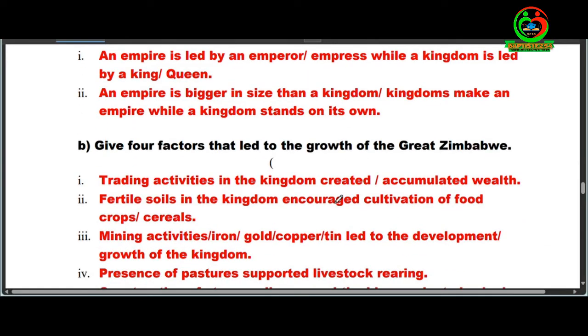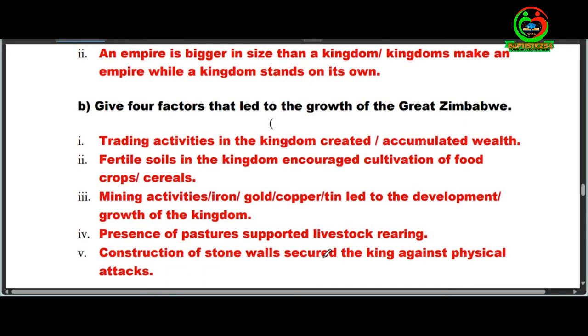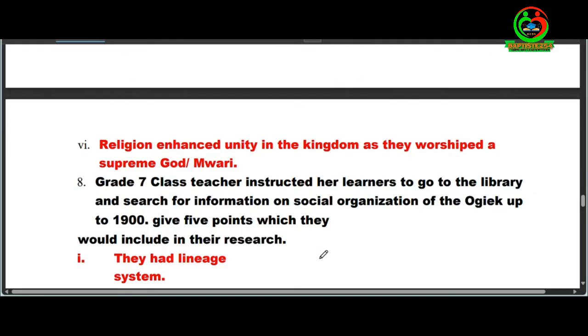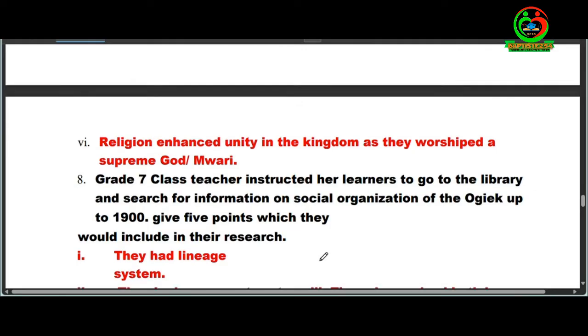Number 2. Give 4 factors that led to the growth of Great Zimbabwe. 1. Trading activities in a kingdom created or accumulated wealth. The fertile soil in the kingdom encouraged the cultivation of food and crops and so on. Mining activities. Presence of pastures supported livestock rearing and so on. Those are many. You can also go through the answers.